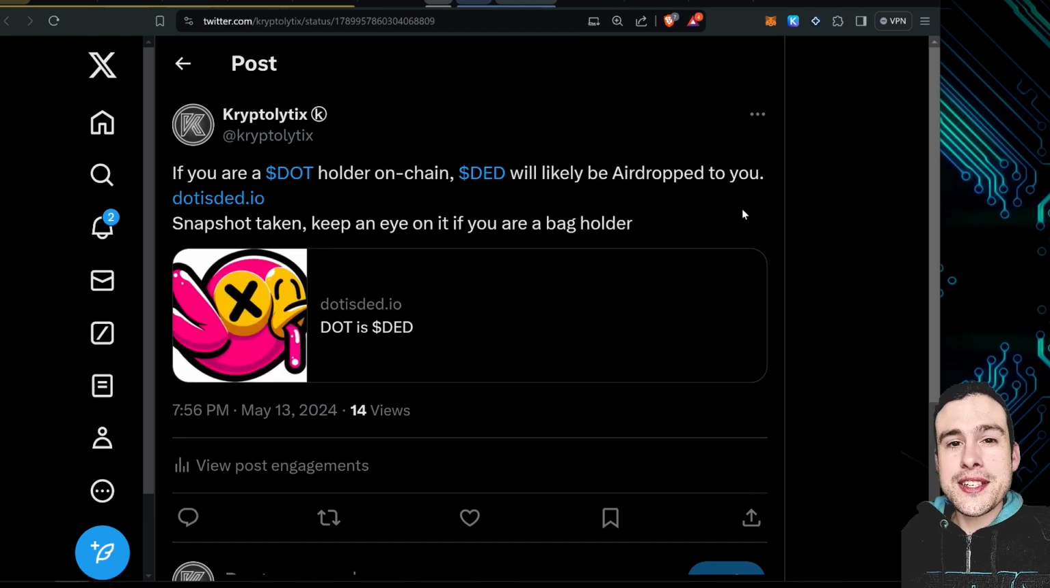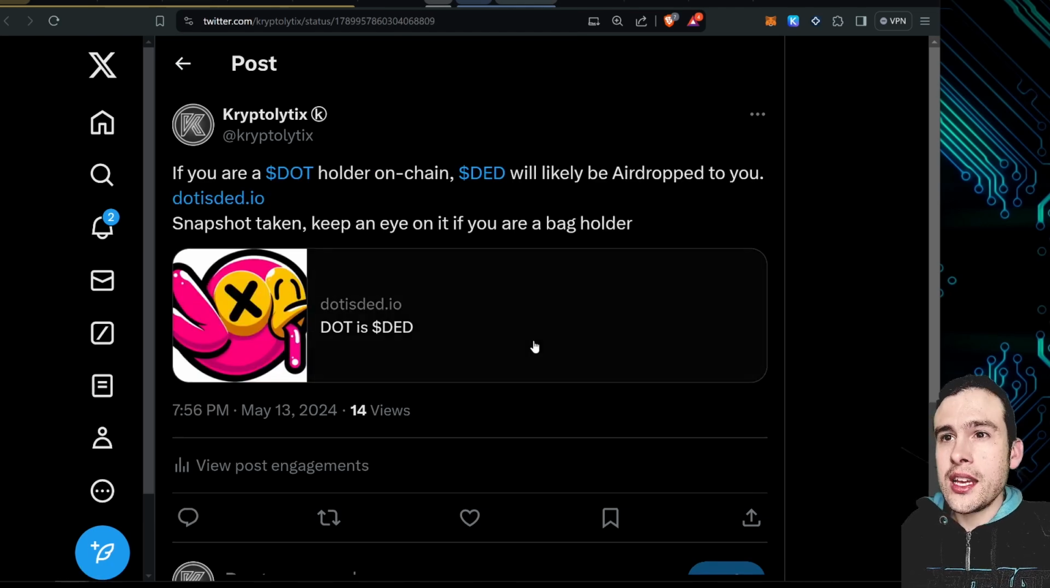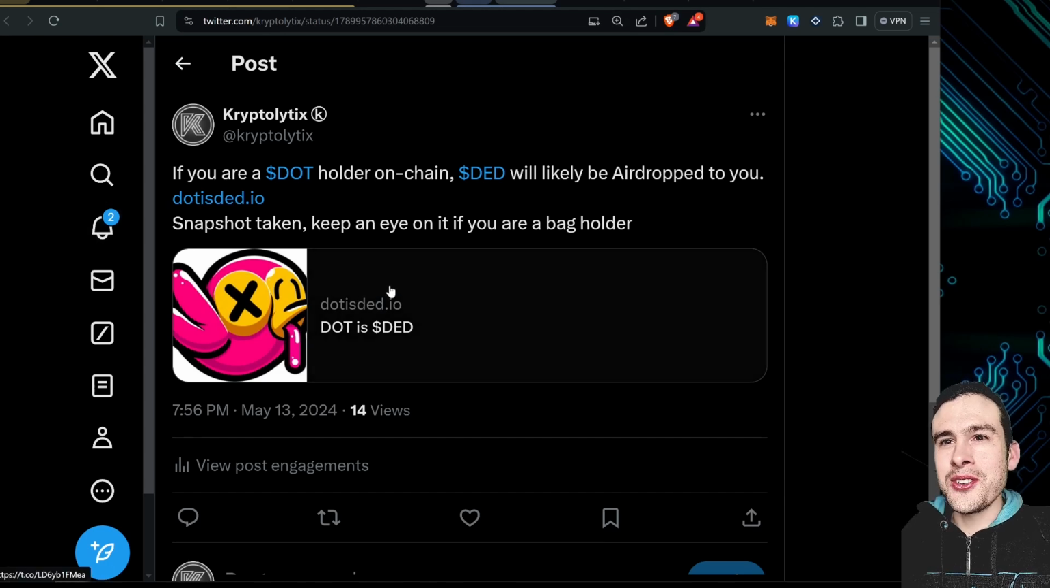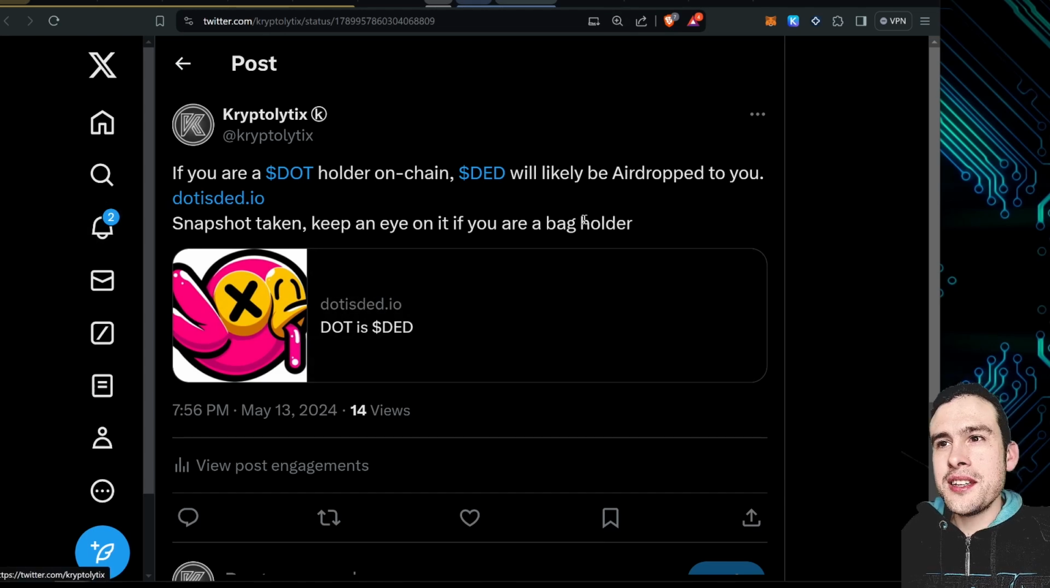Also, if you are an on-chain holder of DOT, then you may qualify for this airdrop, which is DOT-is-dead.io. It's a meme coin on DOT. So the snapshot's already taken. If you have DOT, which I do not, but I have friends that do, my DOT is on an exchange. So I have some, but it's on an exchange, so I wouldn't have qualified for this. But again, if you do have some on chain, then why not go check it out?